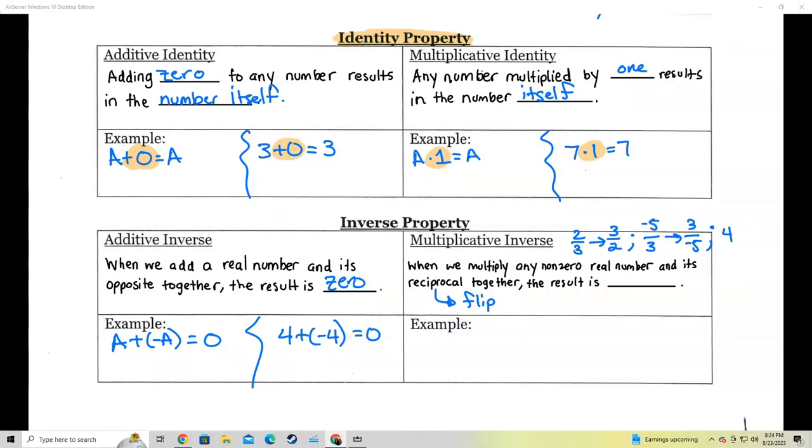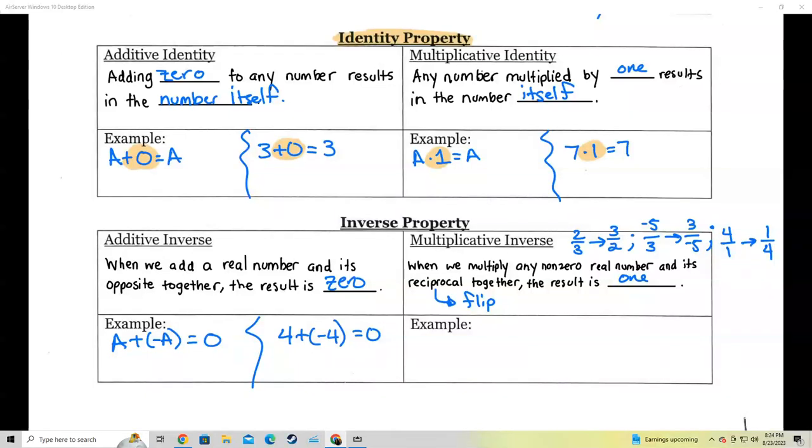So all you have to do with that 4 is make it a fraction first. How do you make 4 into a fraction? You put it over 1. Now it's easy to flip this or to get the reciprocal. We're just going to flip it, and it's 1/4. That is to say the reciprocal of 4 is 1/4. All right, what happens when you multiply reciprocals together? The result is going to be the number 1.